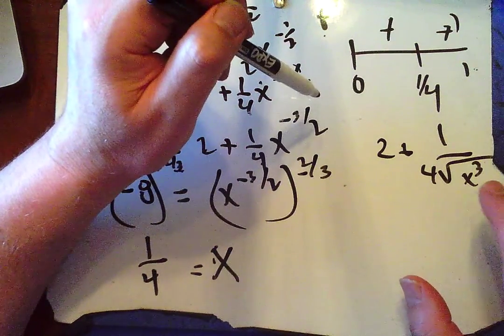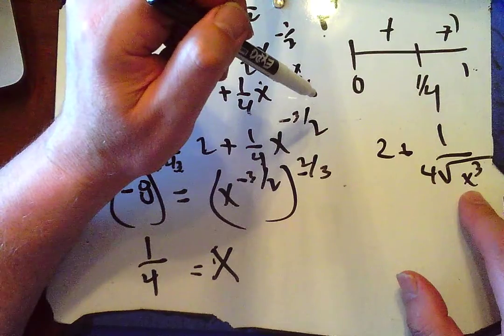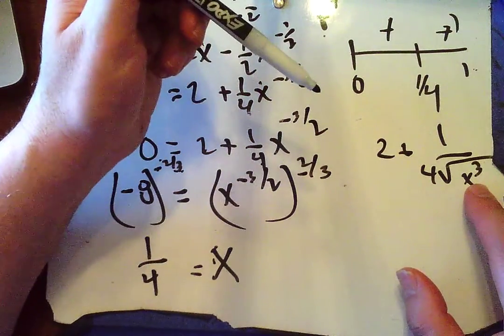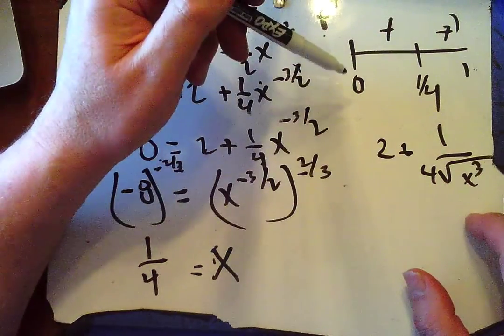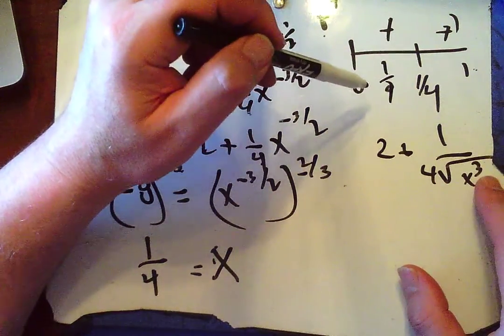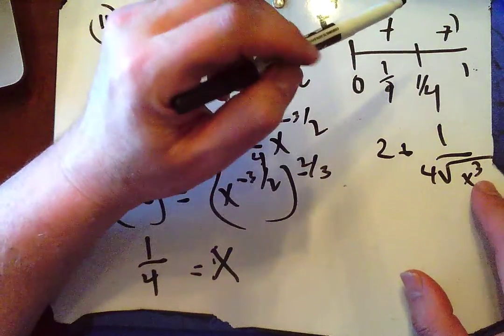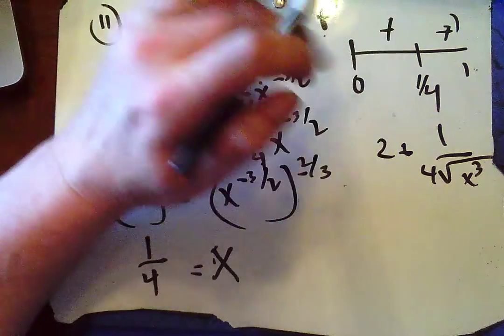Now, if I plug in something else here, like negative 2. Negative 2 to the 3rd is negative 8. I can't take the square root of negative 8. I could put in something like 1/9 to the third. I'll play that game.